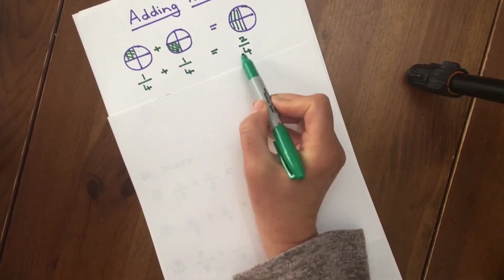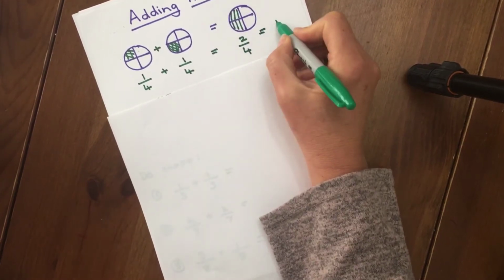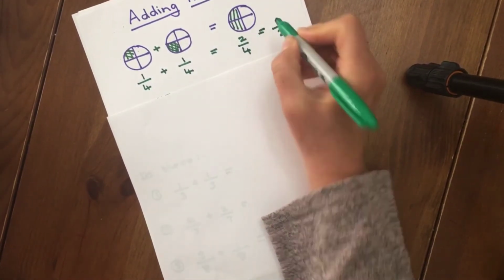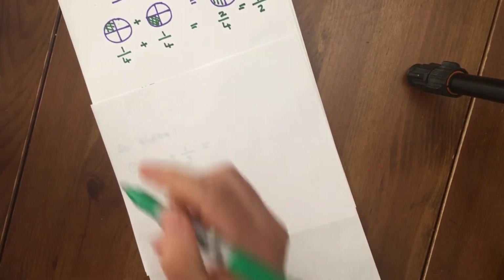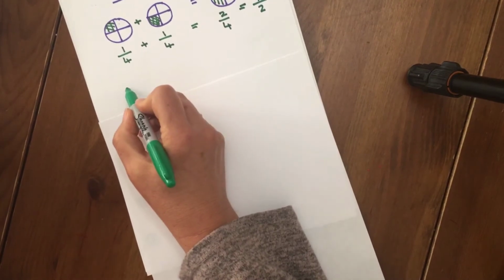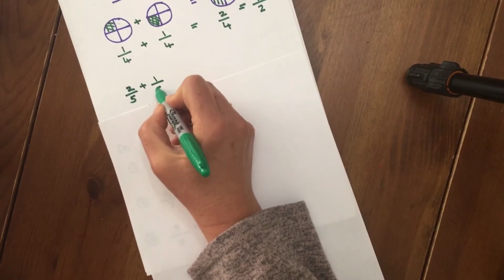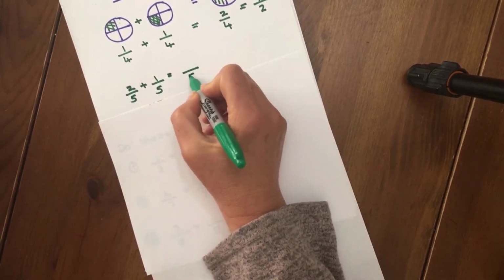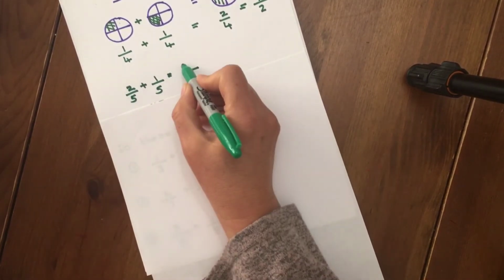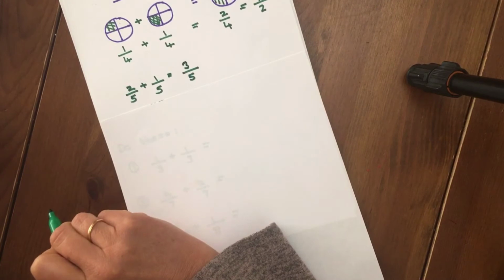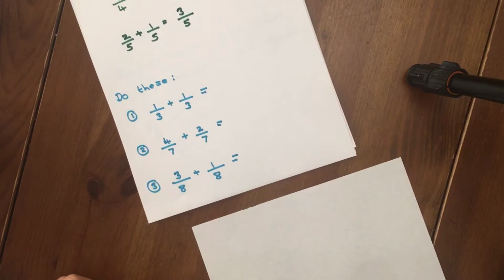So the denominator stays the same and the numerators we add. We could simplify that to a half, divide top and bottom by 2. Okay, so that's adding fractions. If, for example, I had 2/5 add 1/5, the denominator stays the same. It doesn't change to 10. We don't add the denominators. It's a common mistake some people make. And we get 3/5.